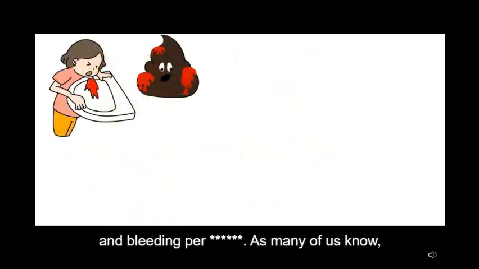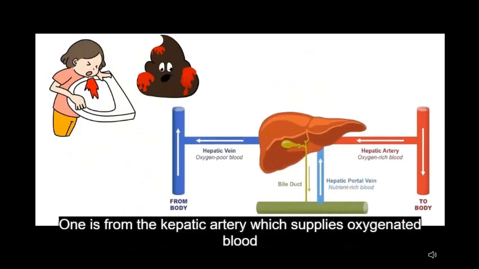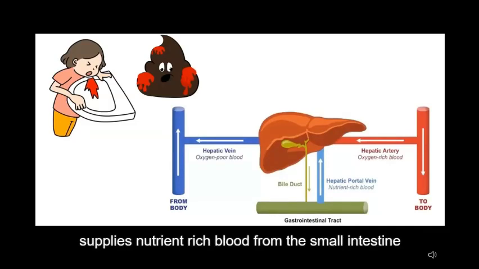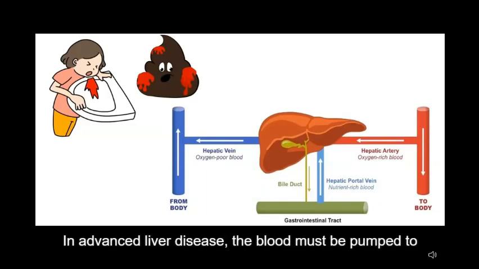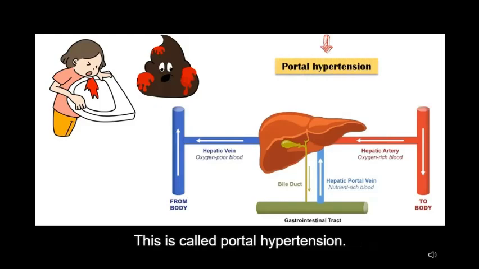As many of us know, the liver has a dual blood supply. One is from the hepatic artery, which supplies oxygenated blood to the liver, and the other one is from the portal vein, which supplies nutrient-rich blood from the small intestine. As the liver gets fibrosed in advanced liver disease, the blood must be pumped to the liver against an extra resistance, especially in the portal venous system. This is called portal hypertension.